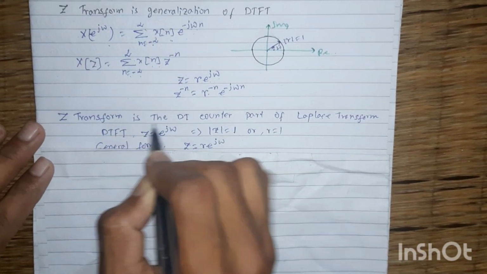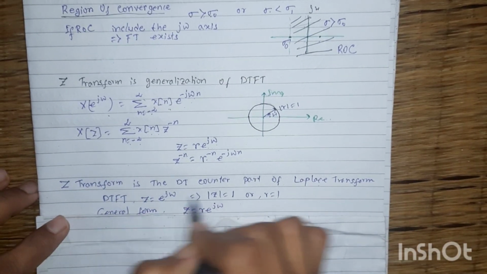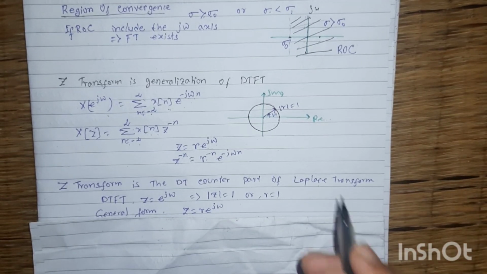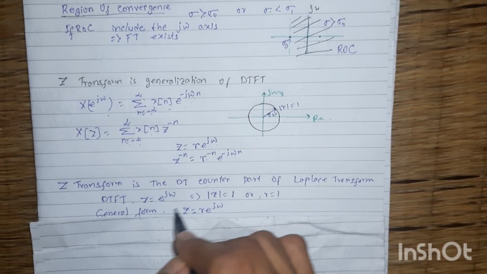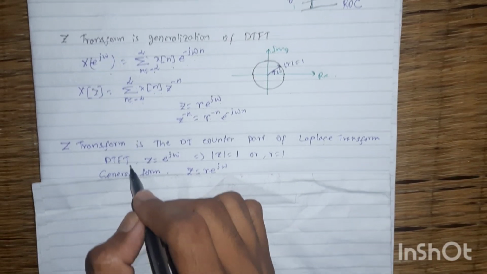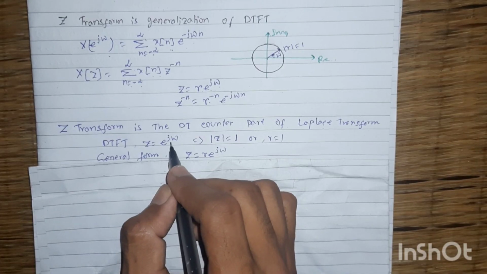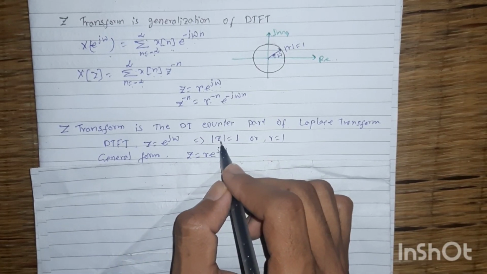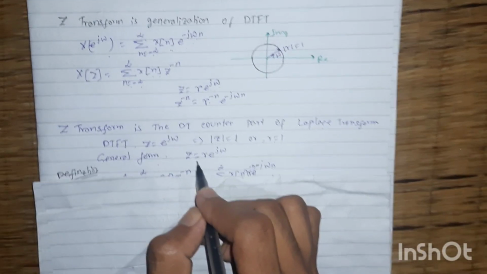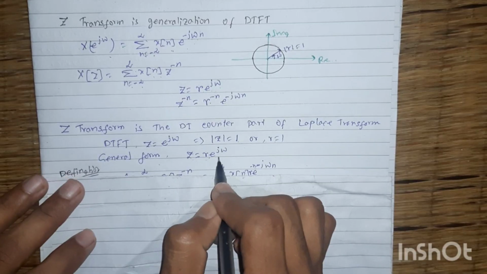Next, the Z transform is the discrete time counterpart of the Laplace transform. Means in continuous time systems we take the Laplace transform, but in the case of discrete time systems we take the Z transform. In the discrete time Fourier transform, z equal to e raised to the power j omega, where the magnitude of z is 1, or r equal to 1. But in the general form, z equal to r e raised to the power j omega. In the Z transform, we take z equal to r e raised to the power j omega.